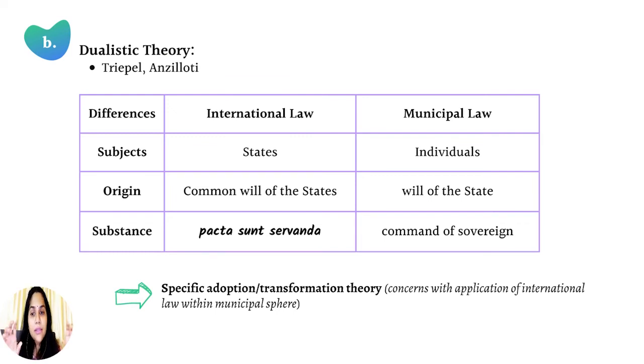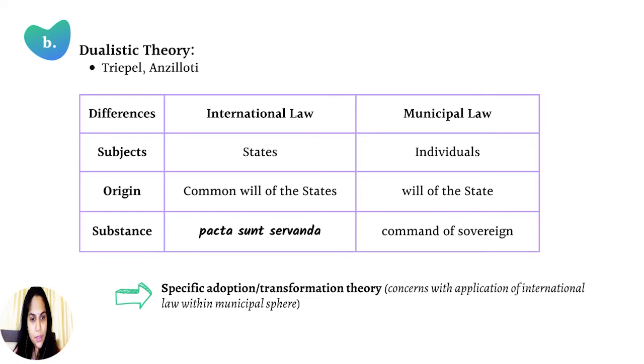Now, the subjects covered by international law are the states, whereas municipal law only covers the individuals, right? The next point is the origin. The origin of international law is the common will of the states, whereas the origin of municipal law is the will of the state, right?